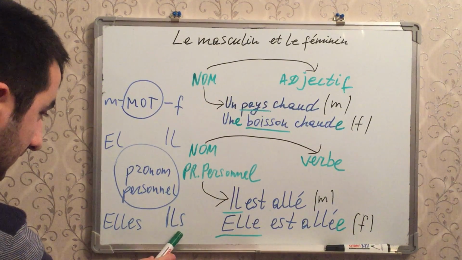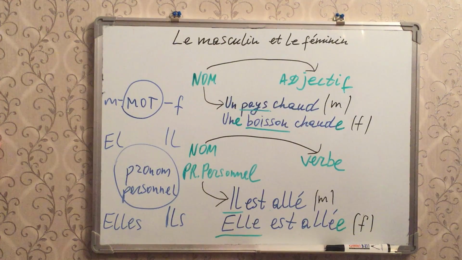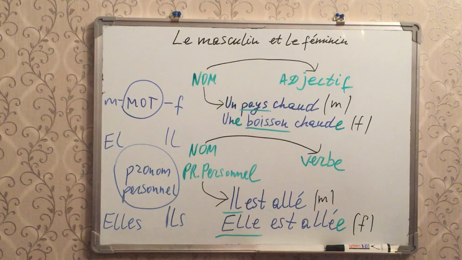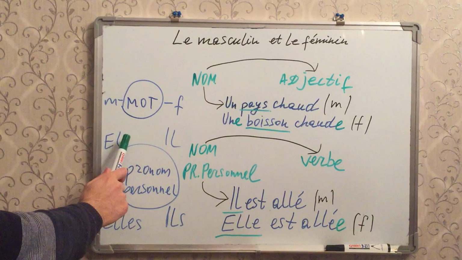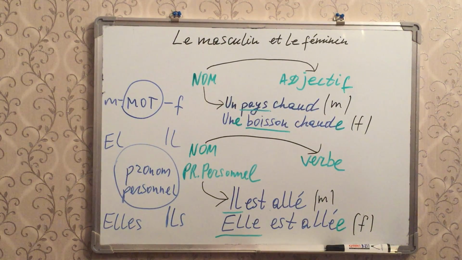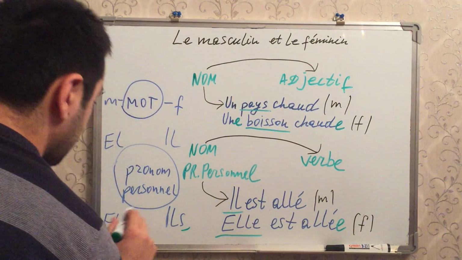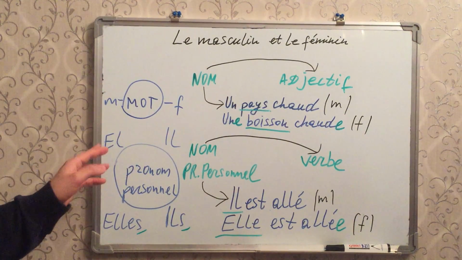And ils and elles mean they, because elle is for feminine form, il is for masculine form. Il is for masculine form and elle is for feminine form. Okay, when you see this letter S, it means the plural form of a word, both ils and elles.